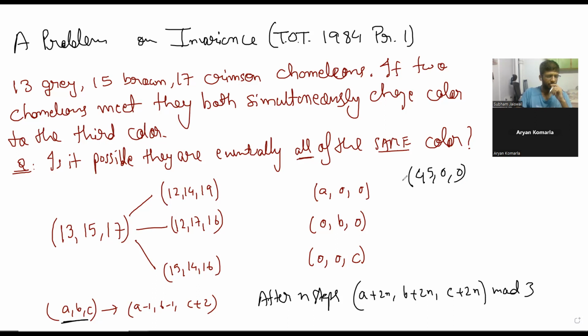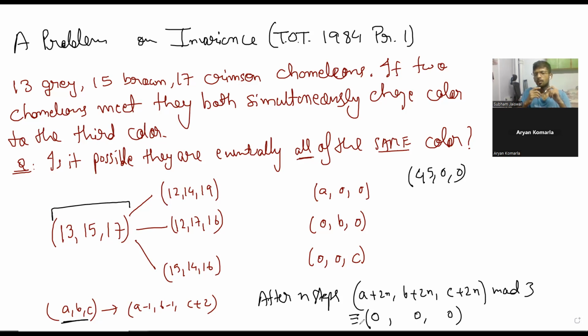Or maybe we can notice one more thing. The three numbers are not all 0 mod 3 at the same time. Initially they are not all 0 mod 3 at the same time, and I don't think it's possible that they can all be 0 mod 3 at the same time. Like we can have 15, 16, 14, something like that. So if that happens, then what is the contradiction?